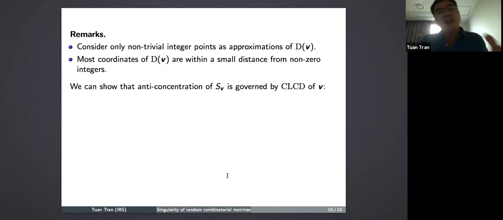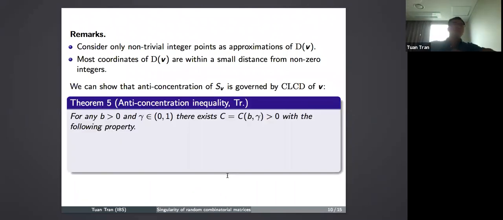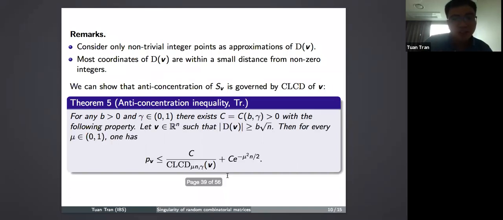And the key point is that we can show that the anti-concentration of the random sum SV is controlled by the CLCD of V. So the statement is a little bit technical. Here we prove that the atom probability is bounded by 1 over CLCD plus an exponentially small term. And this technical condition is satisfied for typical vector V, for typical unit vector. So you don't have to worry about these conditions.